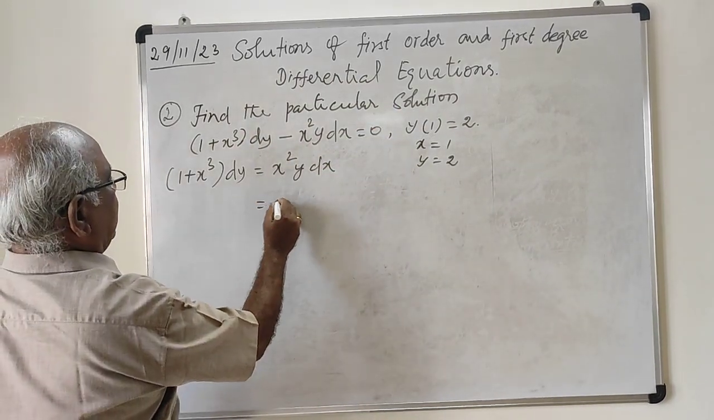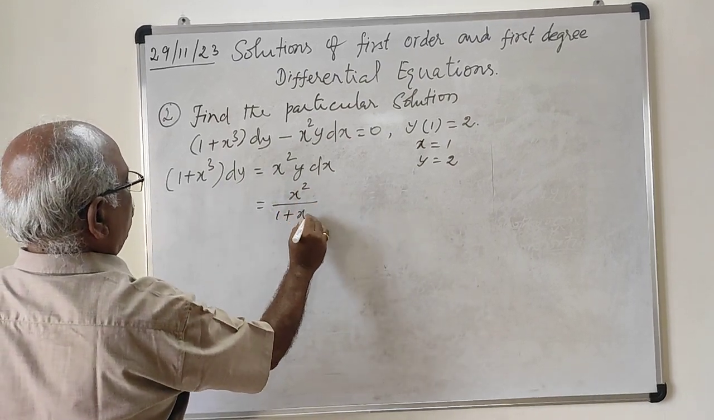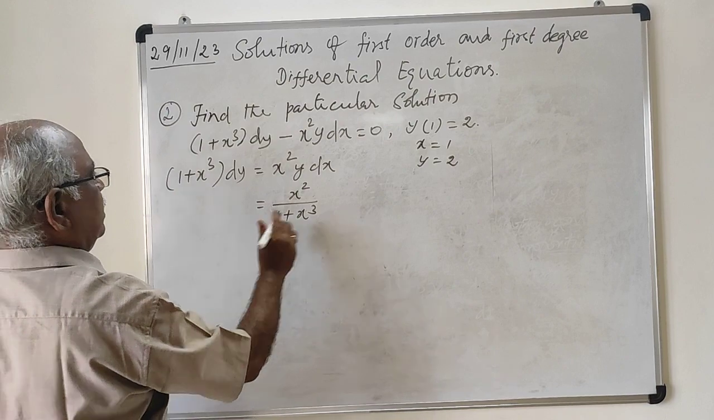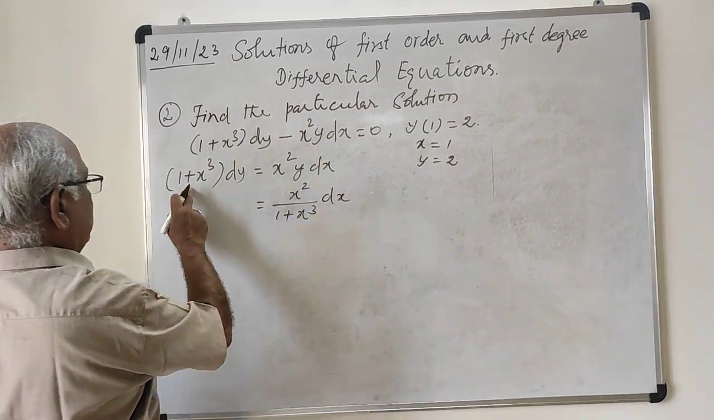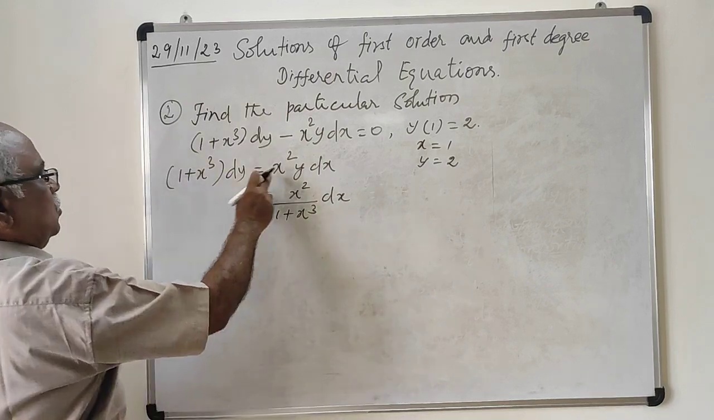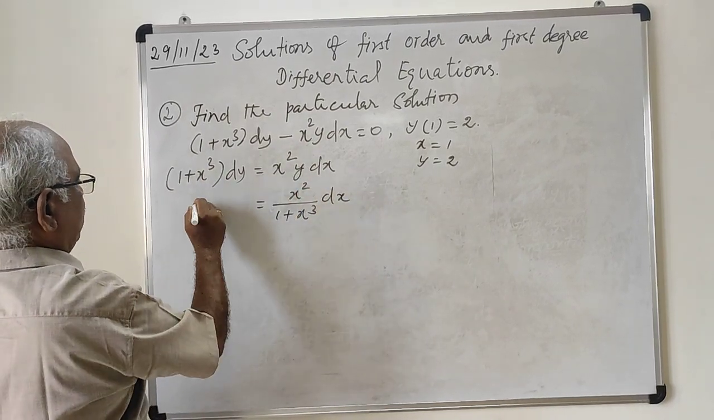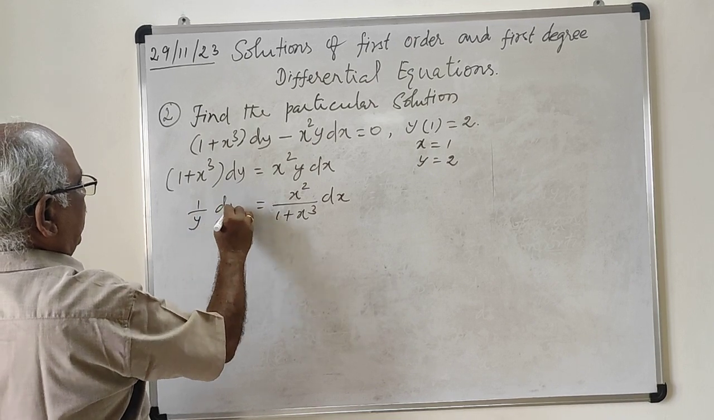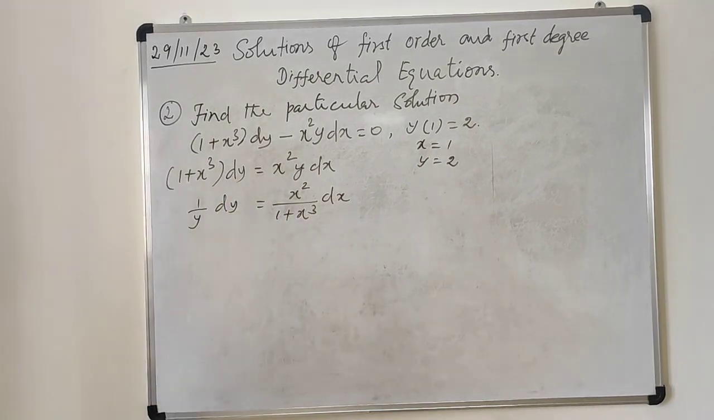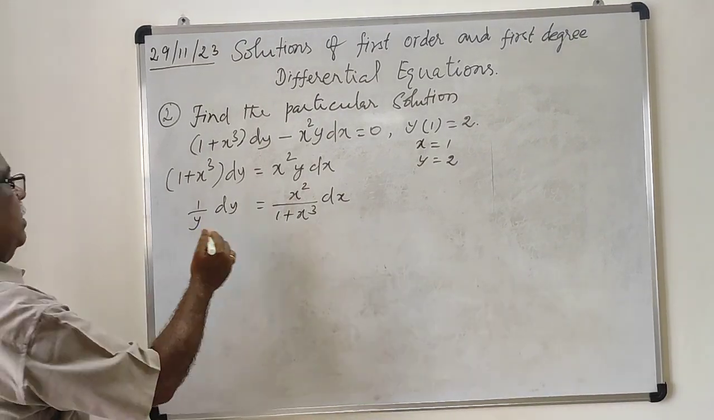Next, x square by 1 plus x cube. In the denominator term, if you bring this 1 plus x cube to the left hand side, it becomes the denominator. So x square by 1 plus x cube into dx equal to, if you bring this y to the left hand side, it becomes 1 by y dy. That's all. The variables are separated, y terms and x terms are separated.